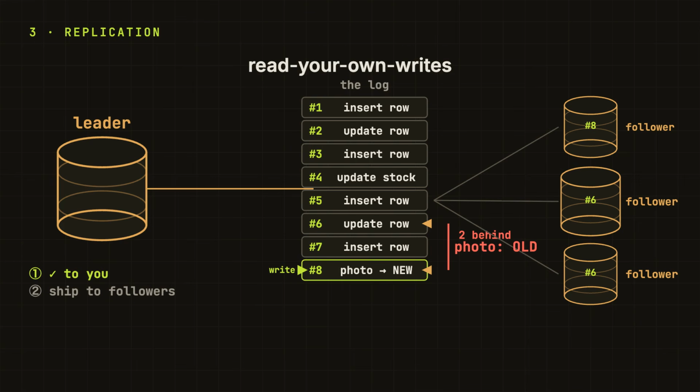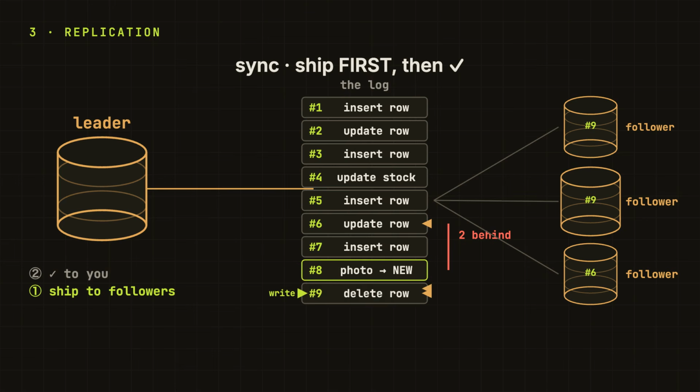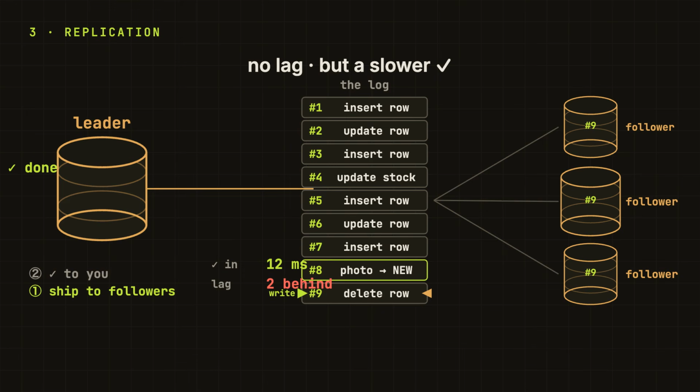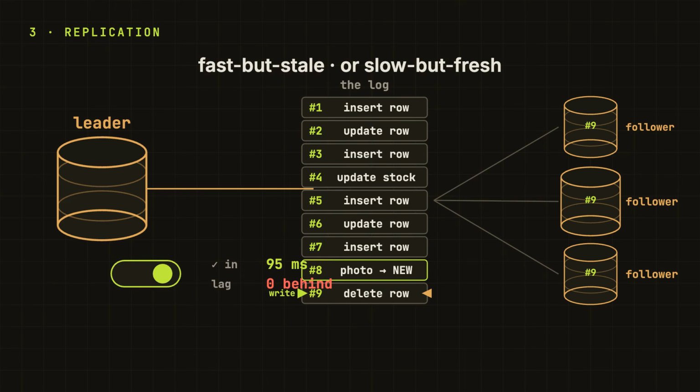The alternative, synchronous replication. Wait for the followers before confirming. So no lag, but slower writes. Fast but stale, or slow but fresh. That trade off is the whole thing.